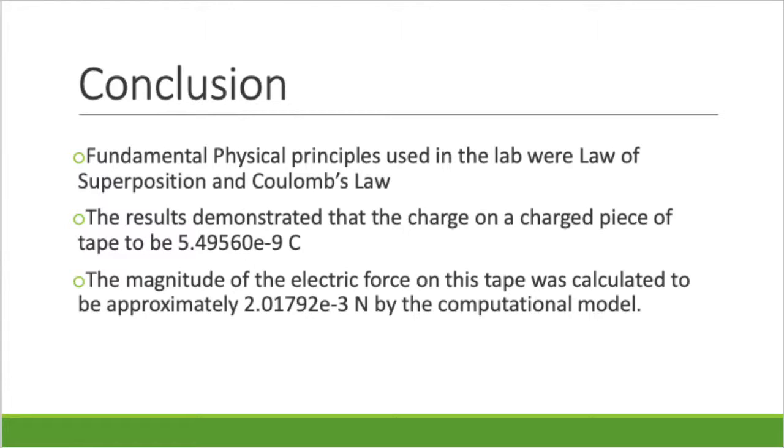In conclusion, the fundamental physical principles used in this lab were the law of superposition and Coulomb's law. The results of this lab demonstrated the charge on a charged piece of tape to be 5.49560 times 10 to the negative 9 coulombs. The magnitude of the electric force on this tape was calculated to be approximately 2.01792 times 10 to the negative 3 newtons by the computational model.